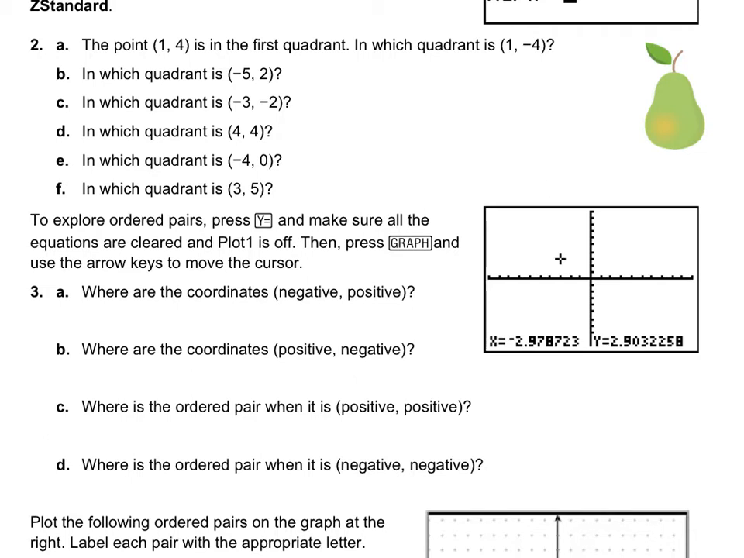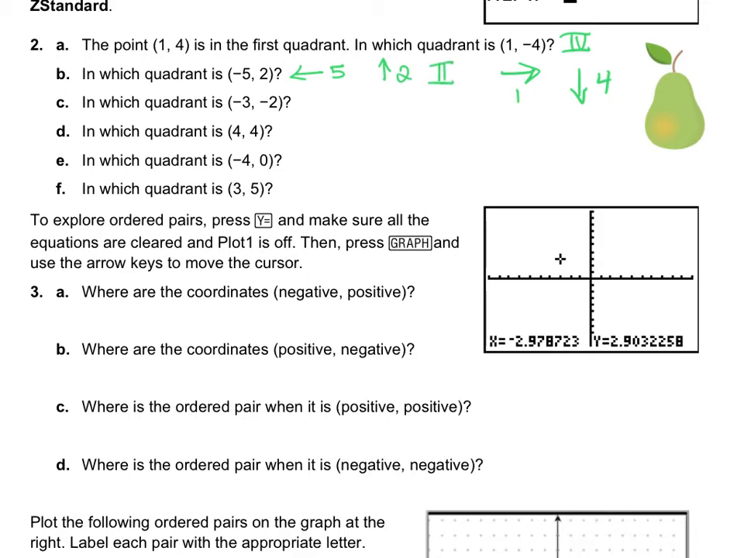So 1, negative 4, which quadrant is that in? So we're going to the right 1 and down 4. So that's in quadrant 4. Part B, in which quadrant is negative 5, 2? Now we could plot this on your calculator. If you like, you could do that. But we're just going on the graph, negative 5 to the left and up 2. So therefore, that is in quadrant 2.